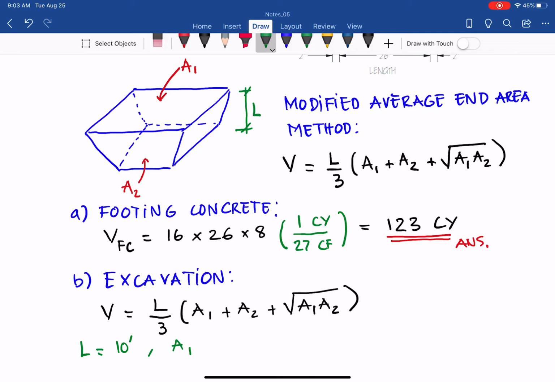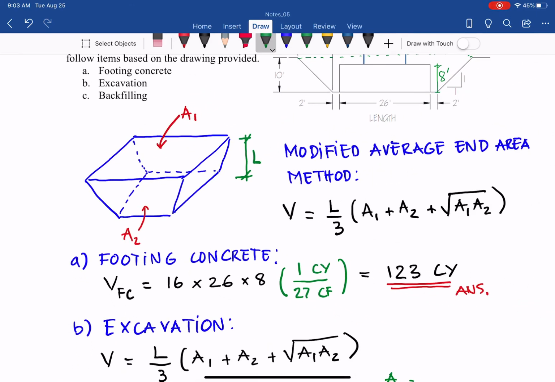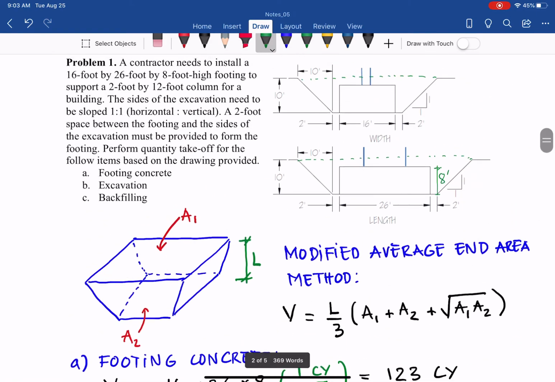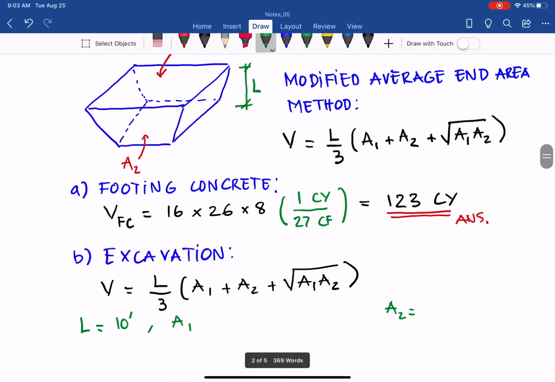We can have A2 first, because I define A2 as the bottom. Bottom is the rectangle, 26 plus 2 at both sides, so that is 30. And then 16 plus 2 at both sides, so it will be 20. So as you can see there, it's 20 feet times 30 feet, which is 600 square feet.